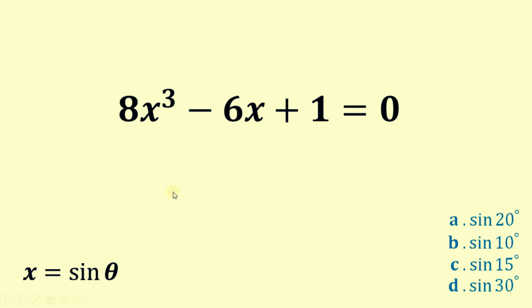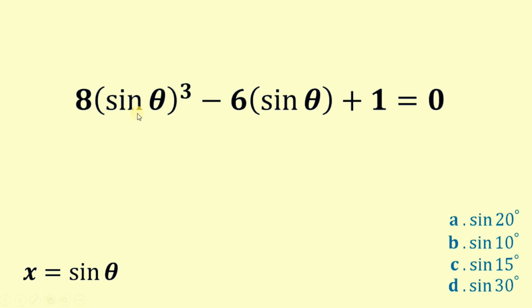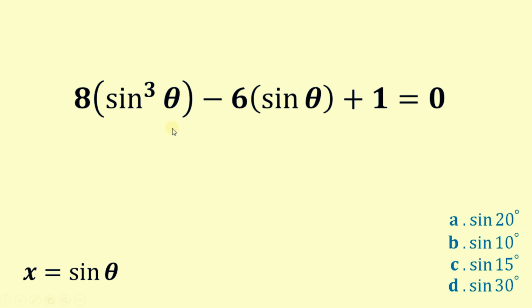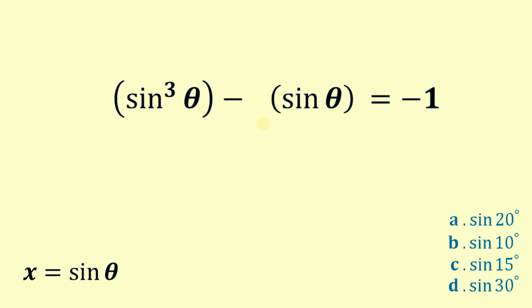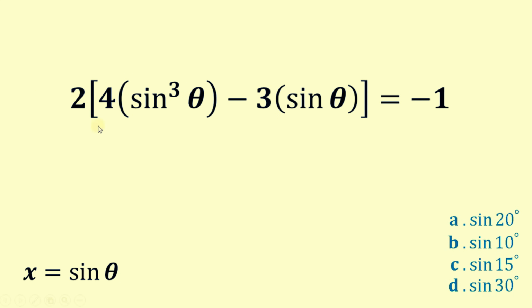So now, our equation becomes 8 times sine theta raised to 3 minus 6 times sine theta plus 1 equals 0. Now, sine theta quantity cubed is the same thing as sine cube theta. Now, let's subtract 1 on both sides. And then, since 8 and 6 are divisible by 2, let's factor out 2. This will give us 2 multiplied by the quantity 4 times sine cube of theta minus 3 times sine theta equals negative 1. Now, let's divide both sides by 2.